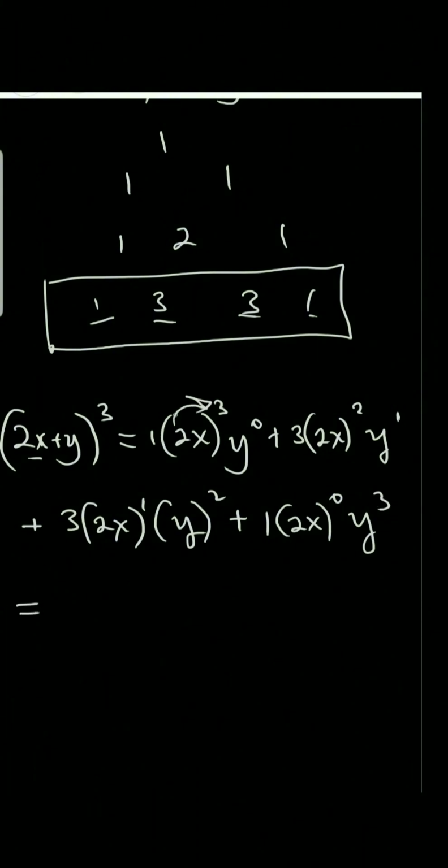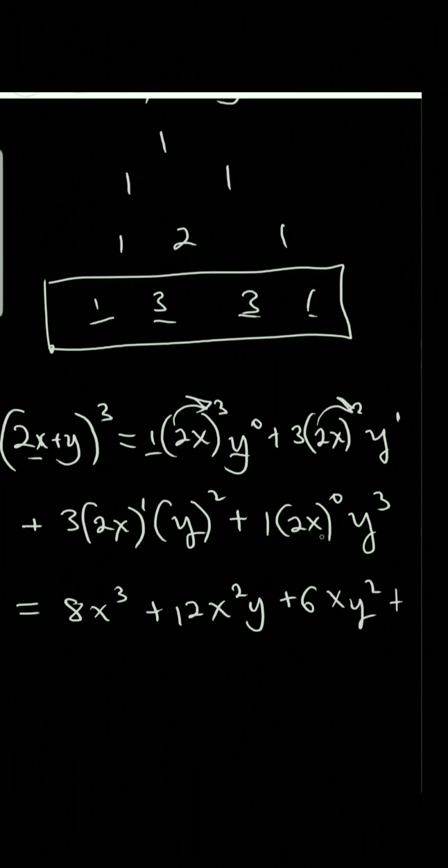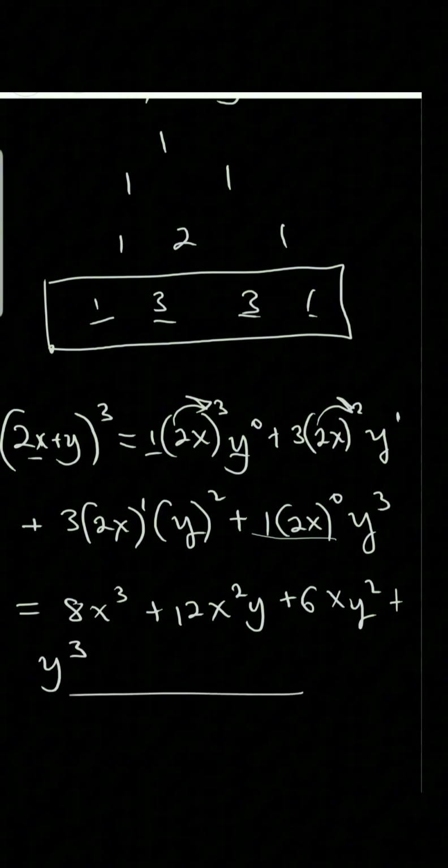Now this will therefore give us 2 to the power of 3, which is 8. So we get the first part to be 8x cubed, since the first and the last are all ones. Then plus 2 to the power of 2, that is 4. Then 4 times 3 will give us 12, then x squared, then to multiply with y. Then plus, the next one is 2 times 3, that is 6x, then y squared. Then plus, so the first and the second are just ones, then we have y to the power 3.